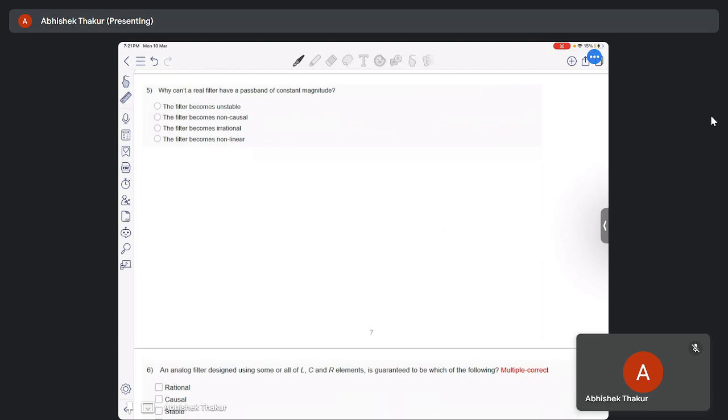Coming to question number 5. Why can't a real filter have a pass band of constant magnitude? A constant pass band implies that the frequency response has infinite roots. Let's suppose the magnitude is equal to some real number C, which is not possible for a rational filter function, except for the all-pass filter. So this implies that H(z) has infinite roots, which is not possible for a rational filter function, except for the all-pass filter.